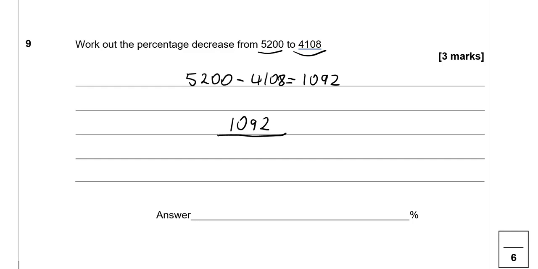So that 1,092 out of, or divided by, the original value, which is what you started with. So that is 5,200, not 4,108. So by dividing them, we get 0.21, which is 21%, which is the same as if you had this amount of money, it would have been 21%. 21 pence, 21%.